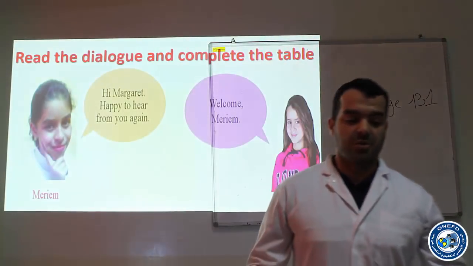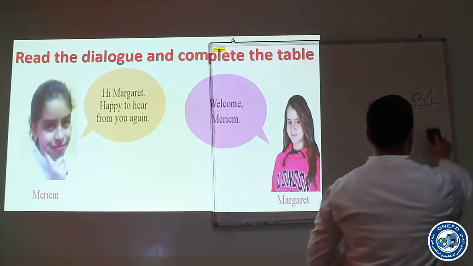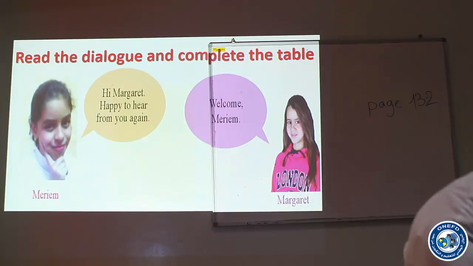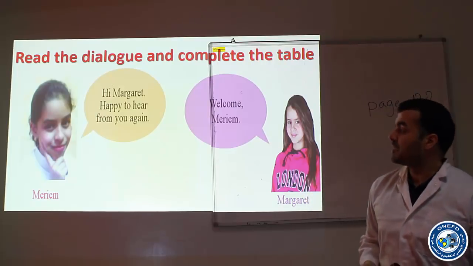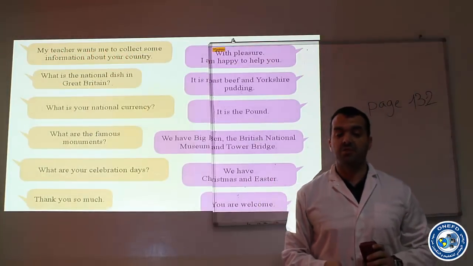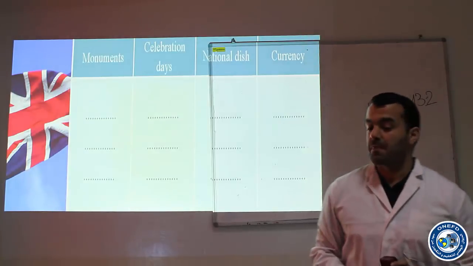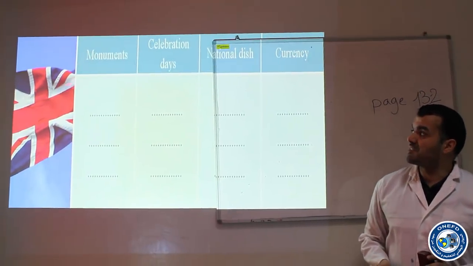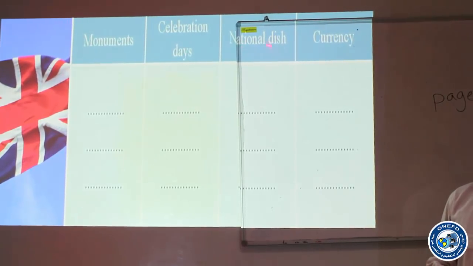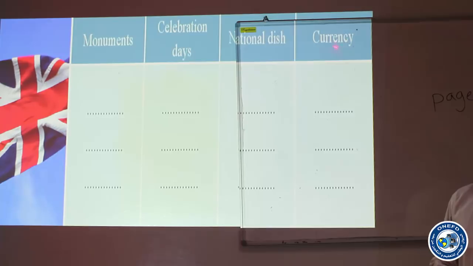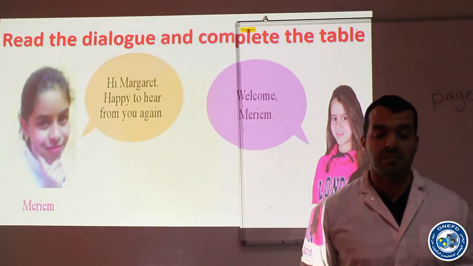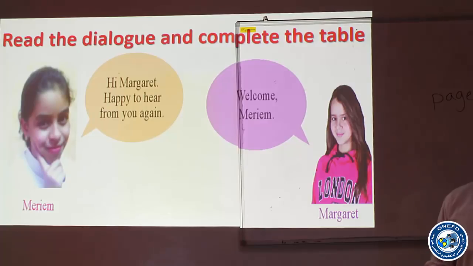Now, dear pupils, take your books on page 132. There is a dialogue between Miriam and Margaret. Try to read this dialogue in order to do the following tasks. What are the monuments in Great Britain? What are the celebration days? What is its national dish? And finally, its currency.